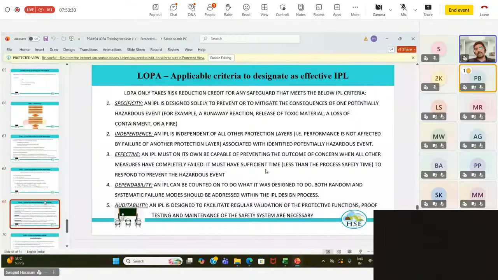So anything that is required as an IPL is for a specific initiating event, only then it is considered. It is to prevent or mitigate the consequence of one potential hazardous event. So that IPL is specific to that event.